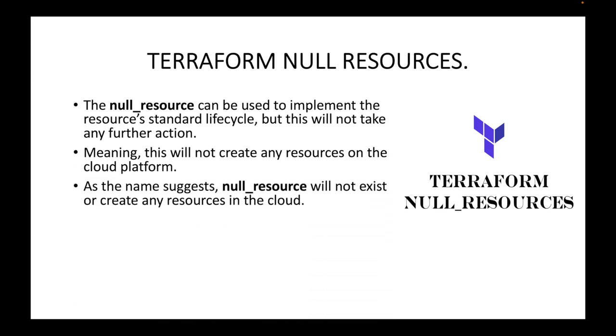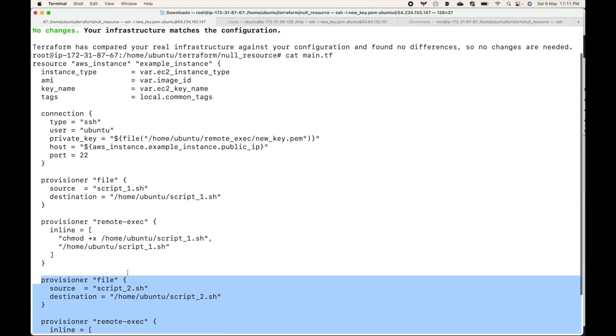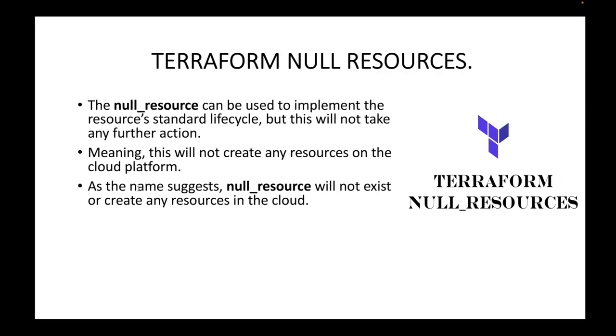As the name suggests, null resource will not exist or create any resources in the cloud. So in this case, what I can do is define a null resource block and have provisioner blocks inside the null resource. That way I will tell Terraform not to create any new resource; I want you to execute these new scripts on my existing instance.